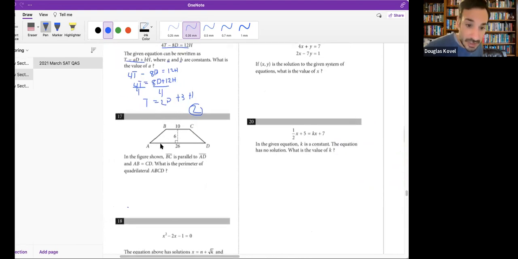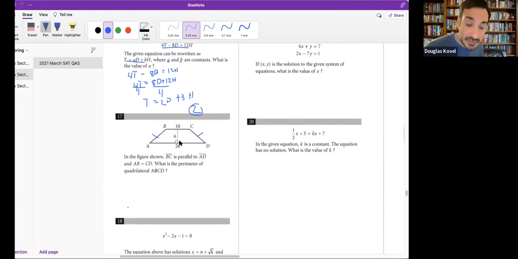So here we're given a picture of this trapezoid, and they tell us that BC is parallel to AD and that AB equals CD. So that's how we know it's an isosceles trapezoid, because we have two equal non-parallel sides. And they want the perimeter of ABCD. So perimeter is all the sides added together, but I only am given two of the sides directly. So I have AD is 26, I have BC is 10.